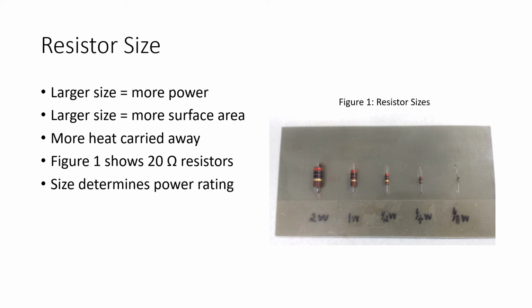So we look at figure 1, it shows us a series of 20 ohm resistors. All these resistors have the same value of resistance in ohms. However, notice starting from the left to the right, the resistance rating goes from 2 watts down to 1/8 watt. Showing us that the power rating of a resistor is determined by its physical size.